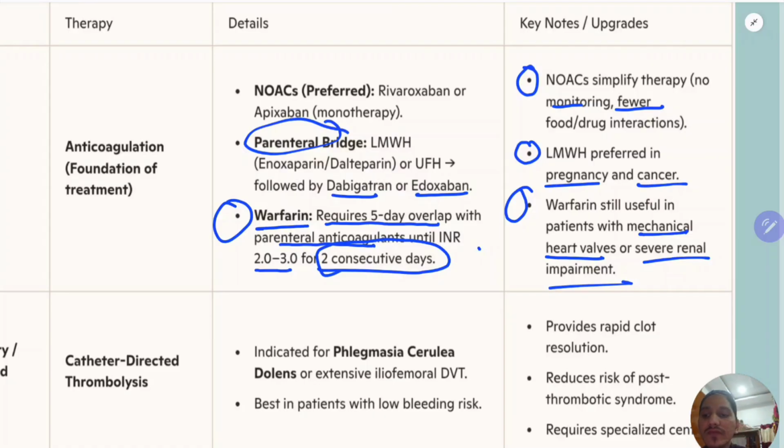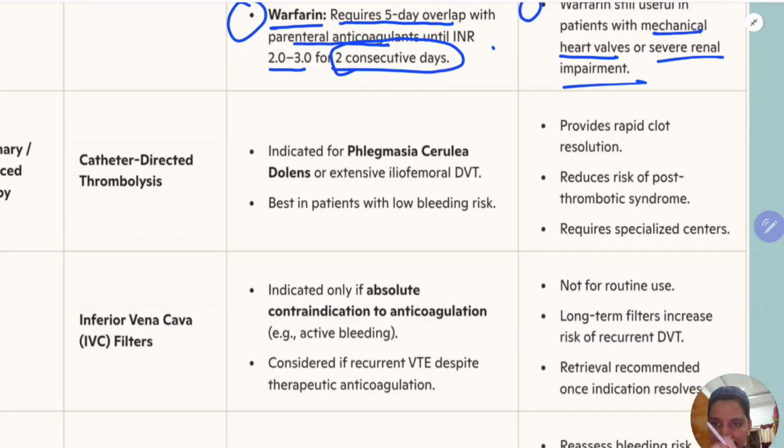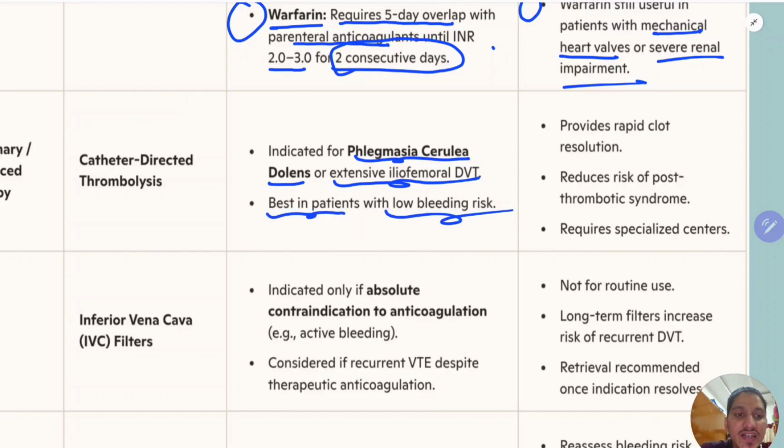Now, advanced therapy, catheter-directed thrombolysis. This is indicated in phlegmasia cerulea dolens or when there is extensive iliofemoral deep venous thrombosis. This is best in patients with low bleeding risk. This provides rapid clot resolution and reduces the risk of post-thrombotic syndrome, but it requires specialized centers.